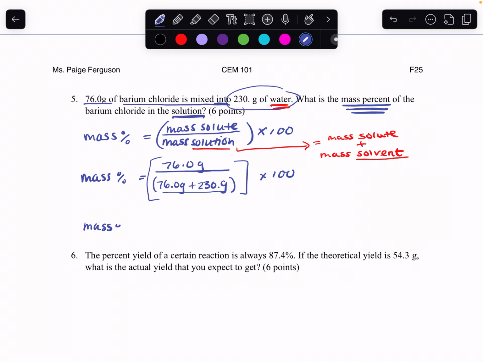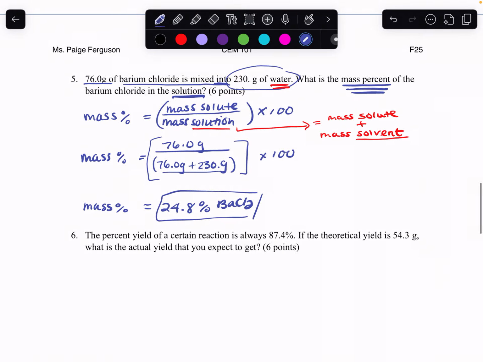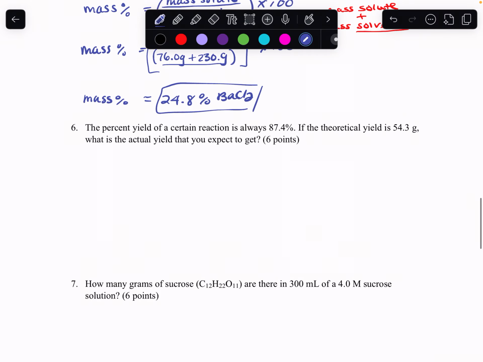When I calculate it out, it is 24.8% barium chloride. Not too bad. So yes, this is one of our mass percent problems. We'll work another one in a little bit. Next one, look at that.